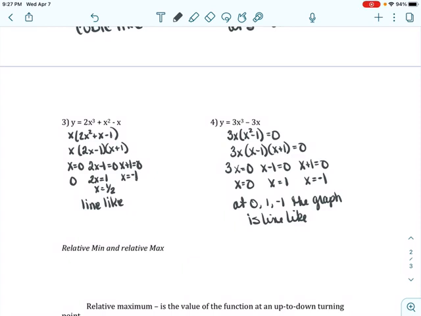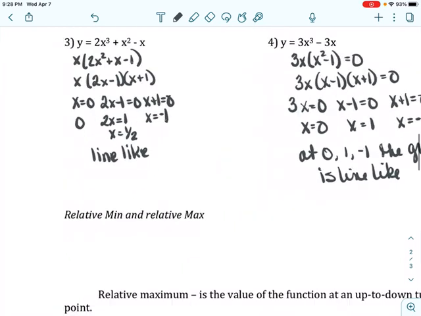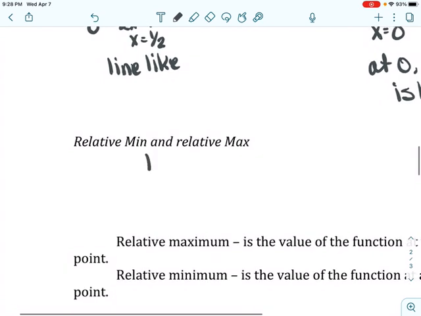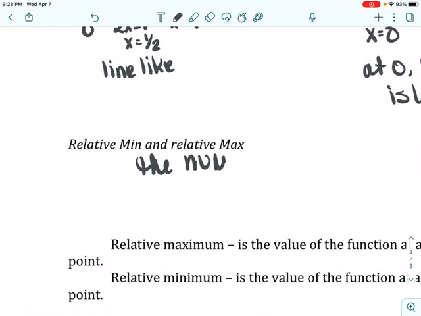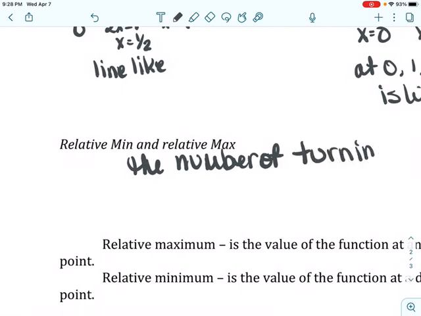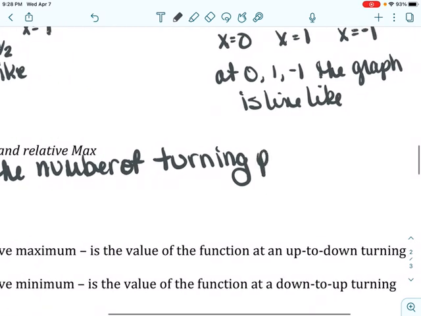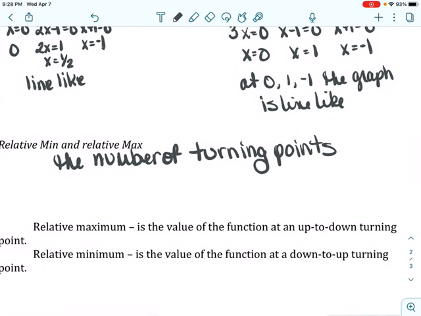Okay, so notice we're describing a graph. We talked about end behavior. We've talked about number of turning points. We talked about what the graph looks like at the x-axis, at the solutions, which are x-intercepts. Okay, so now we're going to talk more about turning points. So relative min and relative max as related to the number of turning points. Okay, so we're actually going to find where those turning points occur.